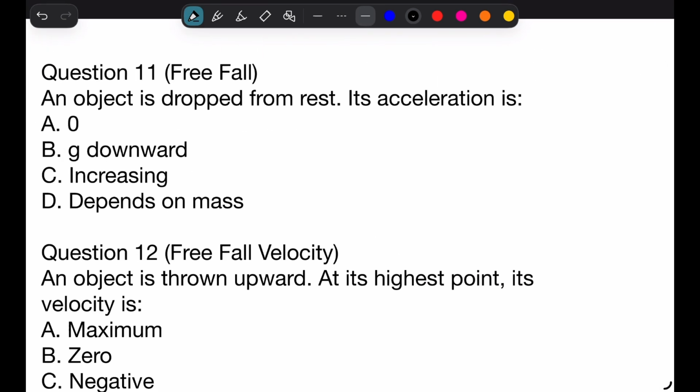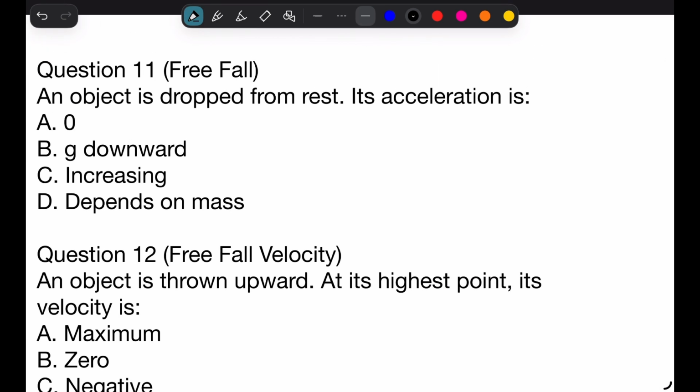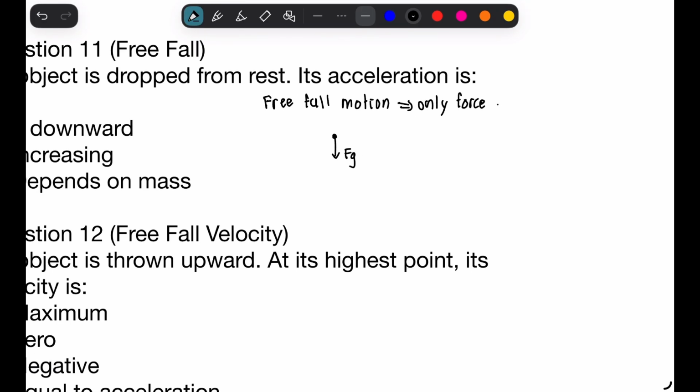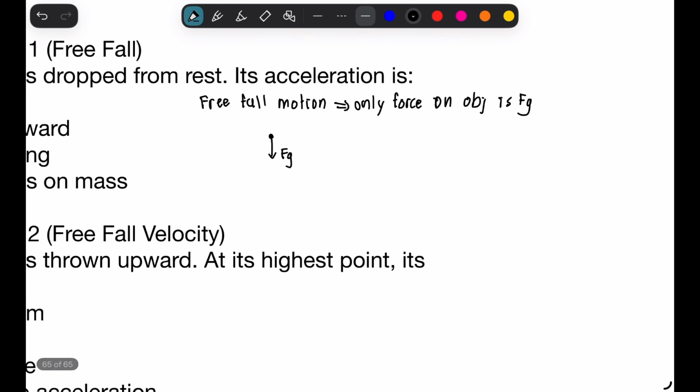Now, for our next question, we have an object that is dropped from rest. The acceleration of the object is going to be what? So if it's dropped from rest, the object is going to be acting under free fall motion. Everything on Earth always has to feel the presence of gravity. What free fall motion means is that the only force on this object is going to be Fg, the force of gravity.